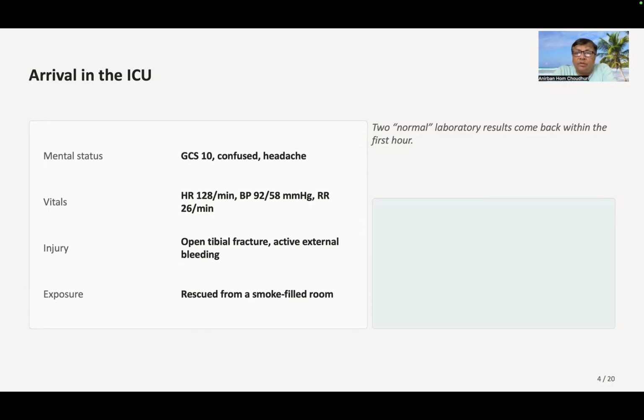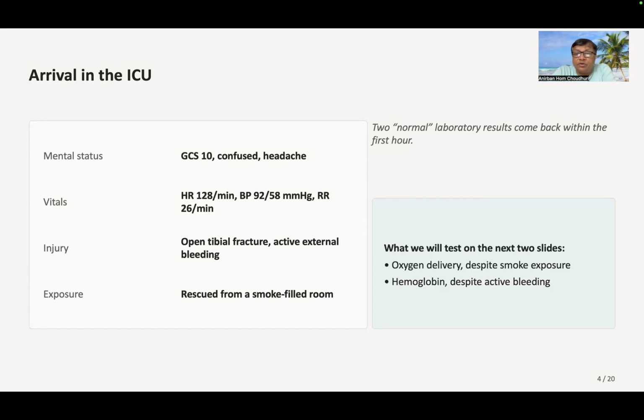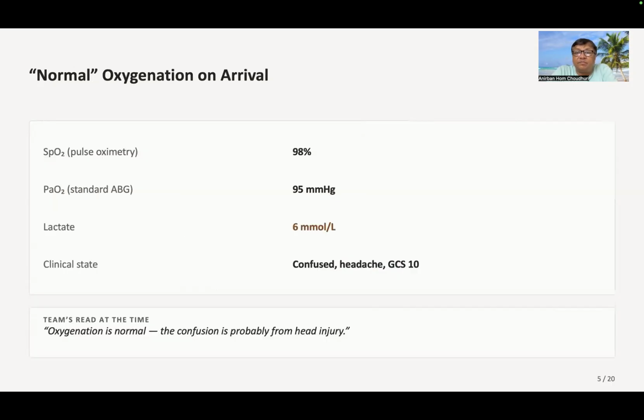Now, two normal laboratory results came back within the first hour. So if this is the case, what are the things that we should look for? The two things that would matter at this point of time: one is the oxygen delivery despite the smoke exposure, and another is the hemoglobin despite the active bleeding. On arrival, the SpO2 was 98%, PO2 was 95 mm of Hg, lactate was 6 millimoles per liter. And the clinical state, as I said before, was confused, complaining of headache, with a GCS of 10.